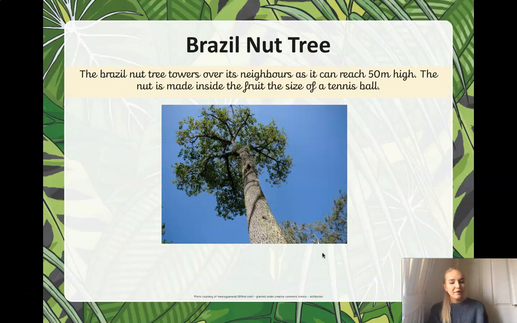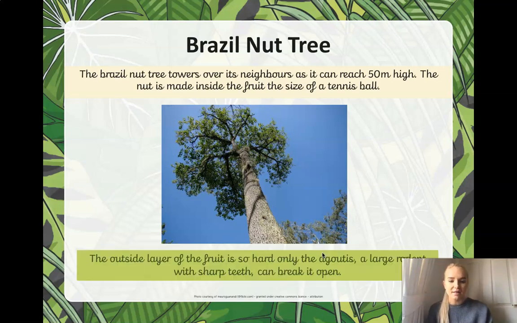And then the final plant that we're going to look at today is the Brazil nut tree. And this tree towers over all of the trees that we looked at today. It towers over the banana tree, it towers over the rubber tree, because it can reach 50 meters high. And the nut is made inside the fruit that is the size of a tennis ball. So the nut that is made is huge from this nut tree. If you think of a tennis ball around this big, it's the size of that. So it's a really huge nut that's made.